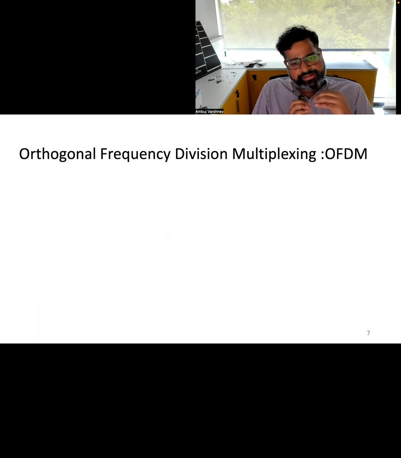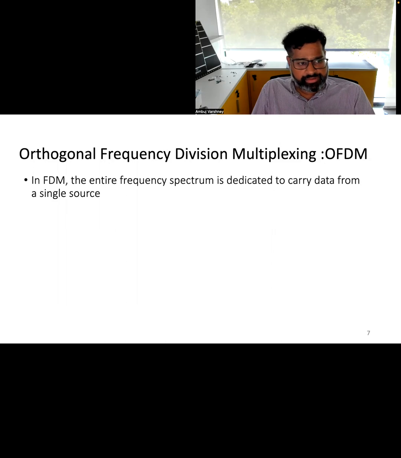So let's now look at something called orthogonal frequency division multiplexing, which builds on some of these concepts. And this modulation scheme is actually used in the vast majority of wireless devices that are used today for wireless communication. So frequency division multiplexing and orthogonal frequency division multiplexing are both techniques that are used to send signals over a communication channel. And the main difference is, so we talked about separating in frequency. So in frequency division multiplexing, the entire frequency spectrum is dedicated to carry data from a single source.